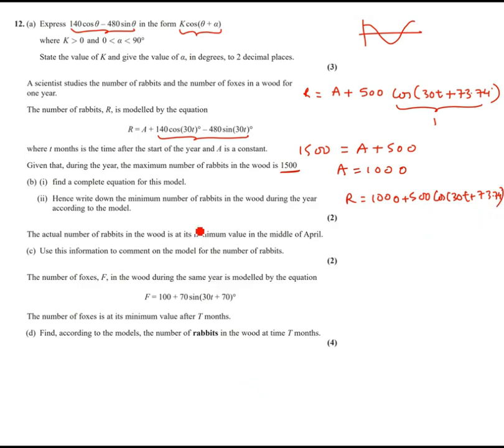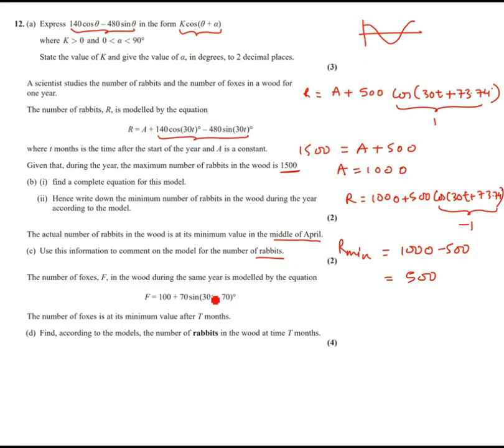Okay. Hence, write down the minimum number of rabbits in the wood during the year according to the model. The minimum will be when this thing is -1. So R min will be 1000 minus 500, which is 500. Now, the actual number of rabbits in the wood is at its minimum value in the middle of April. So middle of April is like half the month, so you will count this as half a month.